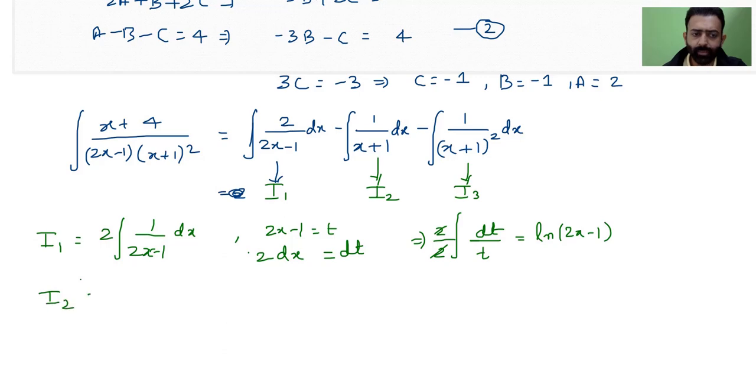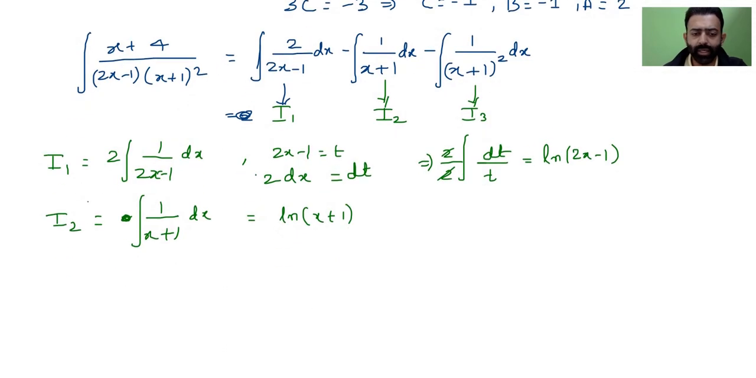Similarly, integral number 2 is minus of 1 upon x plus 1. Let us reject this sign, because afterwards in the final answer we will introduce this minus. I am just writing the positive part as my integral. So I2 is 1 upon x plus 1 dx. It is simply ln of x plus 1, right?